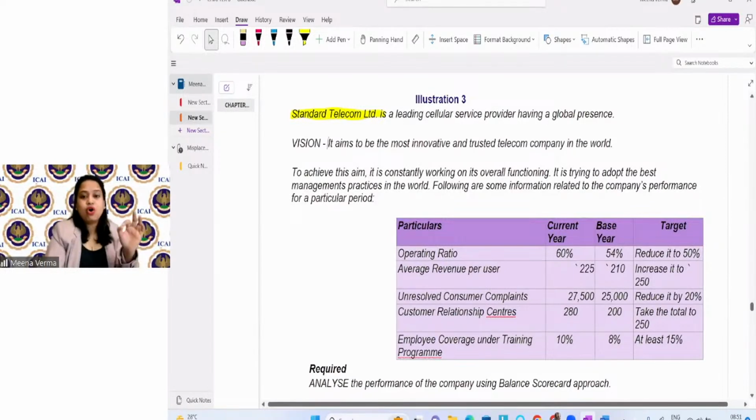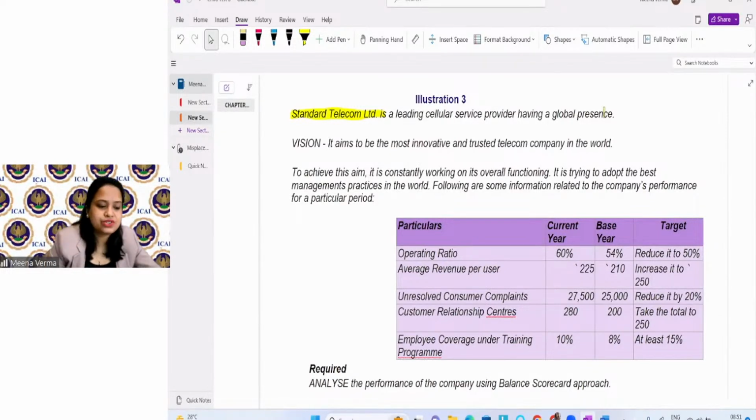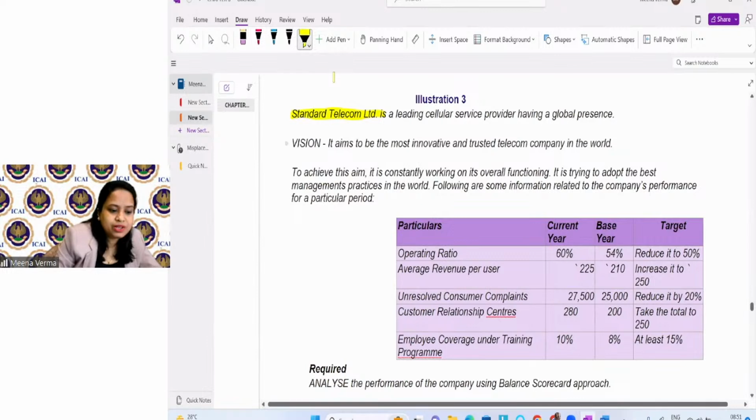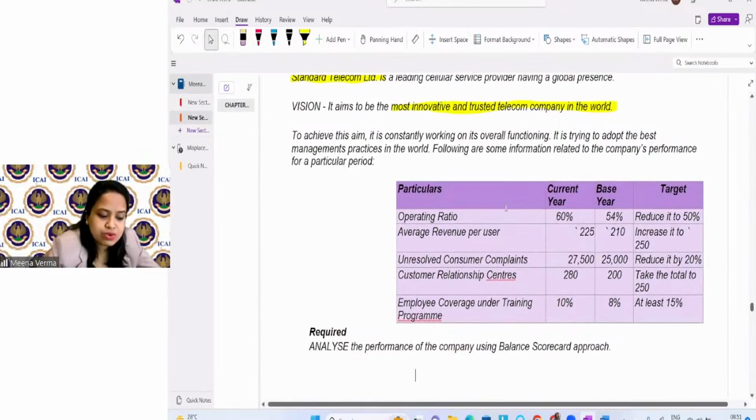This is the vision of the entire company. What is the vision? What is the aim of the company? The most innovative and trusted telecommunication company in the world. To achieve this aim, it is constantly working on overall functioning. It is trying to adopt the best management practice in the world, and following is some information on the company's performance.